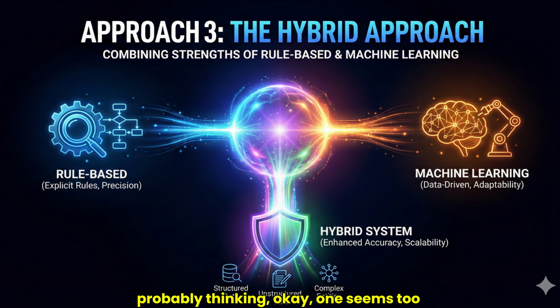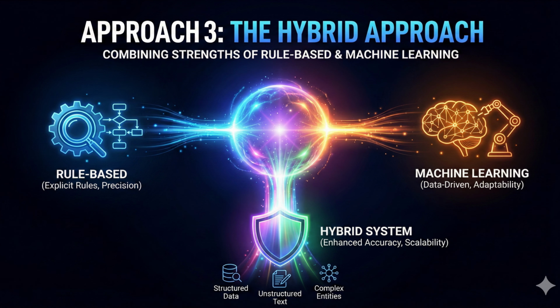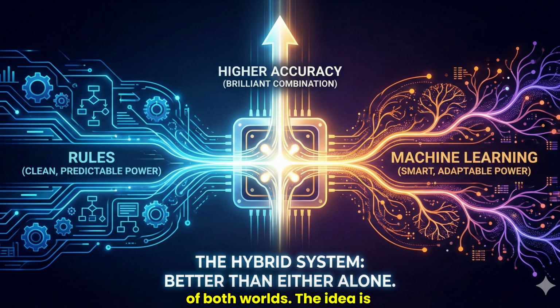So at this point, you're probably thinking, okay, one seems too rigid, and the other sounds really demanding. So is there a middle ground? You bet there is. And that brings us to our third approach, the hybrid method. This is all about trying to get the best of both worlds. The idea is actually pretty simple and, well, kind of brilliant. You take the clean, predictable power of rules, you combine it with the smart, adaptable power of machine learning, and what you often get is a system with way higher accuracy than either one could get on its own.